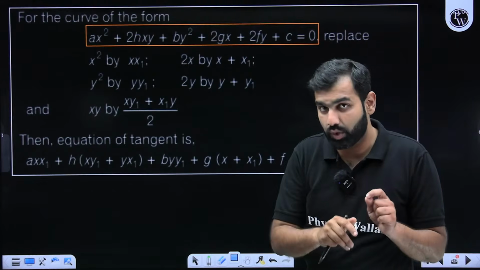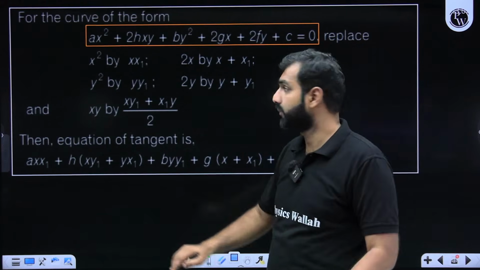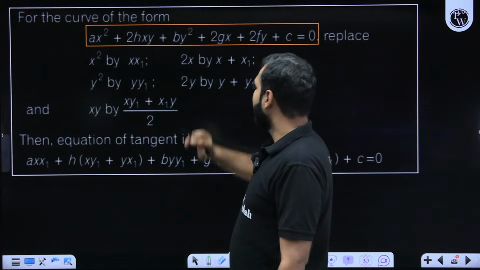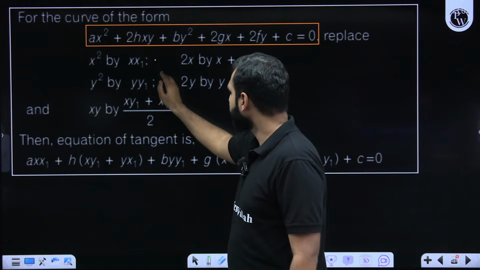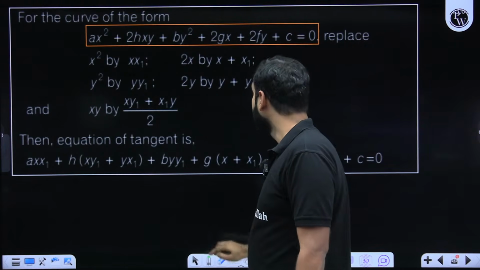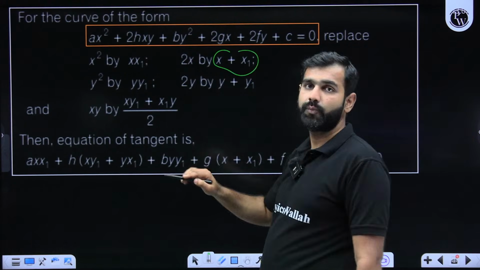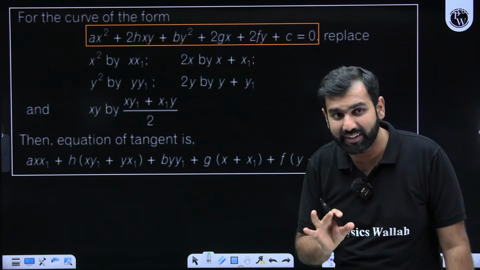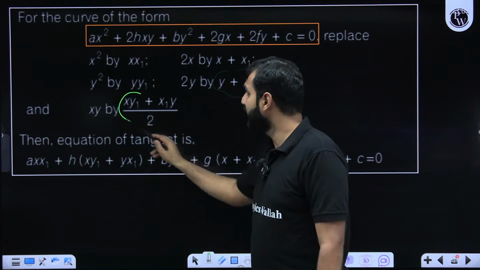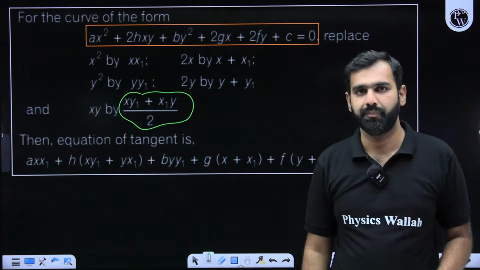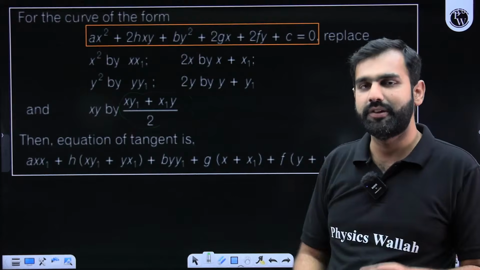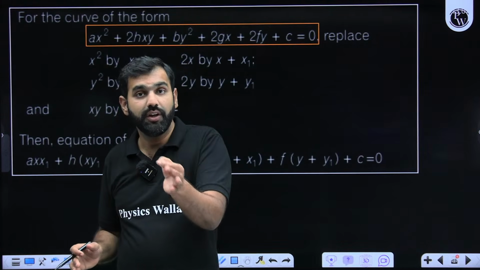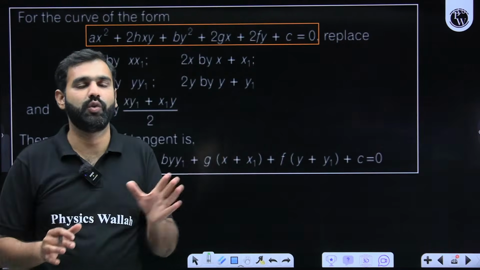So if a point lies on the curve, then all you got to do is replace x square by xx1, y square by yy1, x by (x plus x1) by 2, y by (y plus y1) by 2. And if you see a term in xy, replace that by (xy1 plus x1y) by 2. Once you have made these changes, you'll see a linear equation in x and y, which would mean the tangent to that curve at that point (x1, y1).